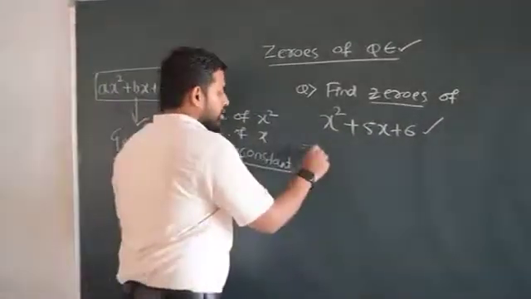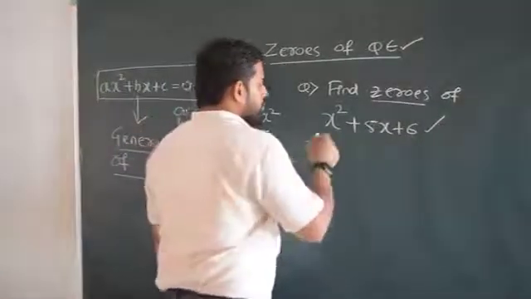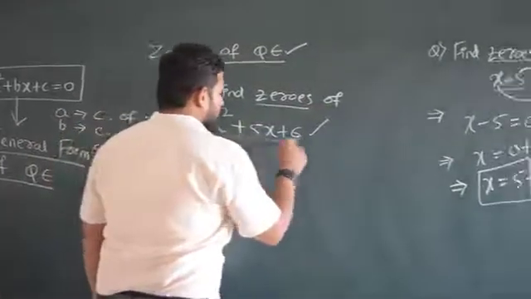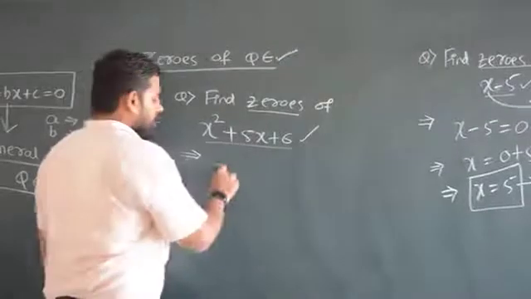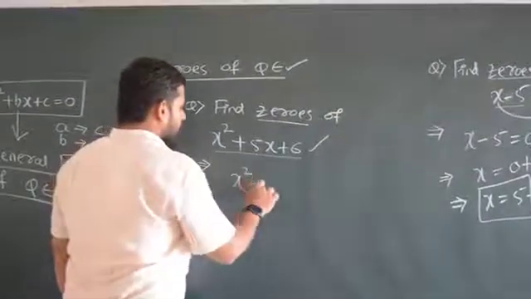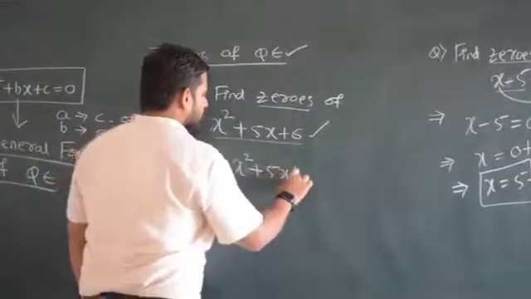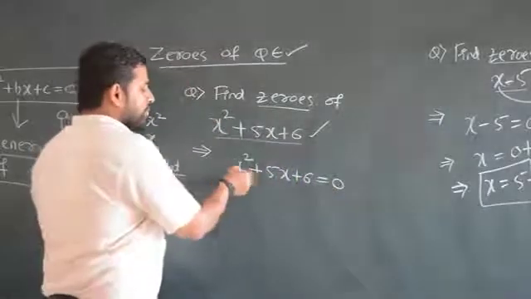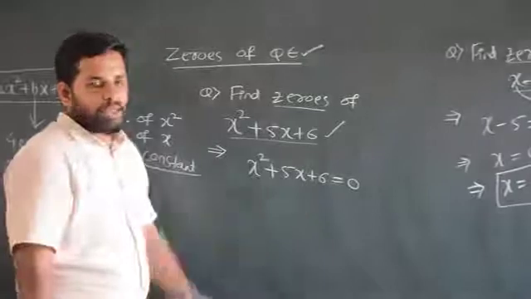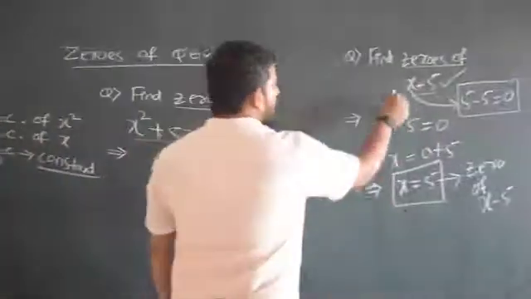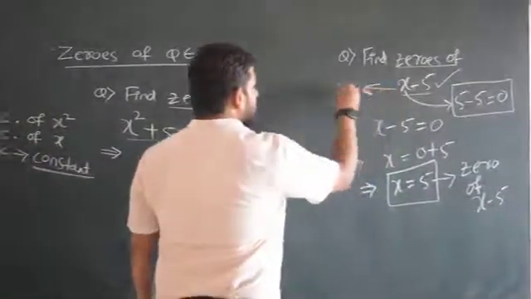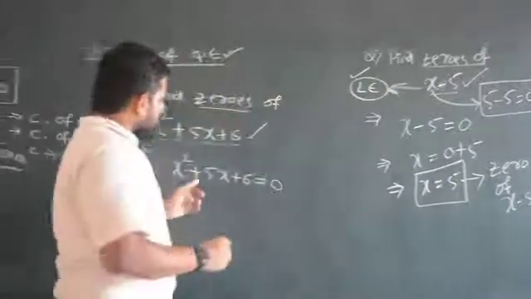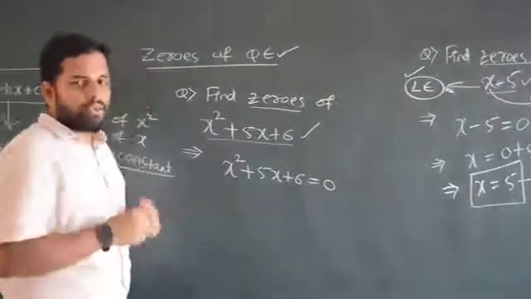Okay. Now, what is the question, my dear children? Find the zeros of x square plus 5x plus 6. That means you have to make x square plus 5x plus 6 equal to 0, then find the value of x. Whatever equation I explained was a linear equation, a very simple equation, and we got it. But right now it is a quadratic equation. Directly we cannot do it.